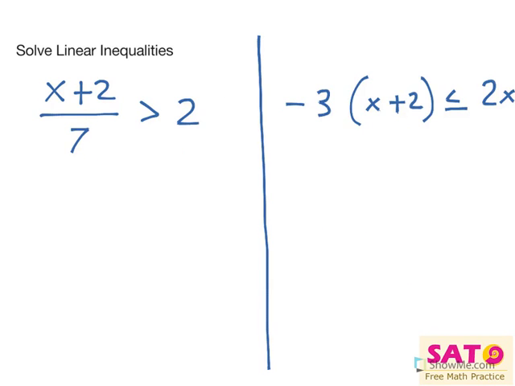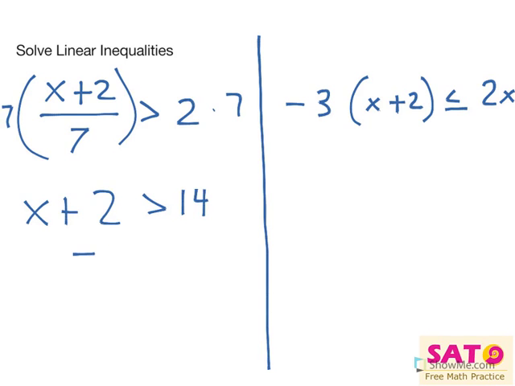So let's try a couple more practice problems. Let's start off with the one at the left. First thing we need to do is multiply both sides by 7. 7, 7, and we would get x plus 2 is greater than 14. Subtract 2, x is greater than 12.